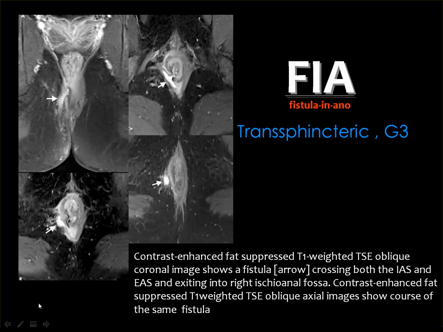Another fistula, which is transsphincteric, and you see that the fistula tract has crossed the internal and external sphincter to the ischioanal fossa, and this is the internal opening of the fistula. You got some extension between the sphincters. Then you got a crossing of the external sphincter as well.